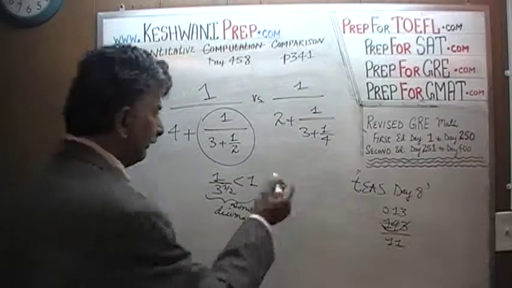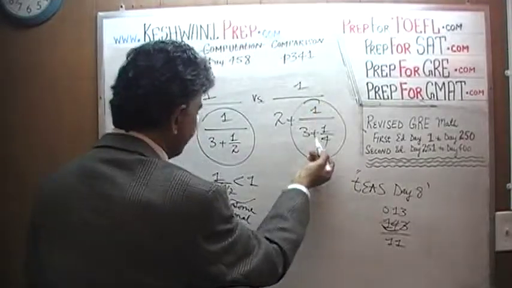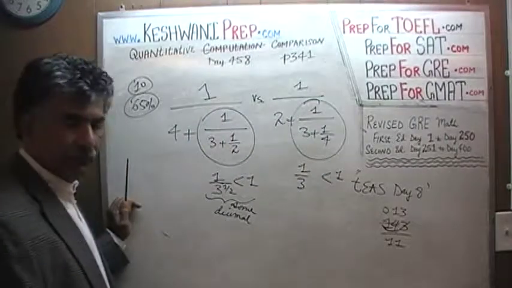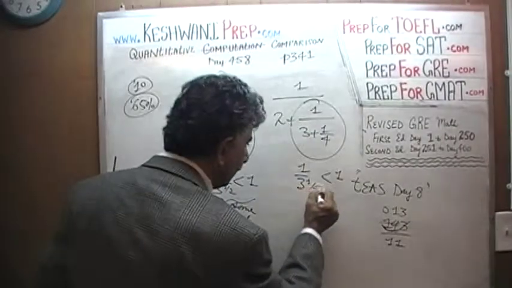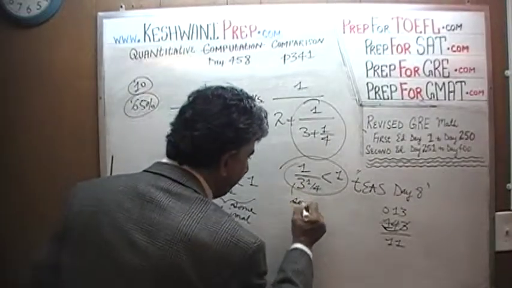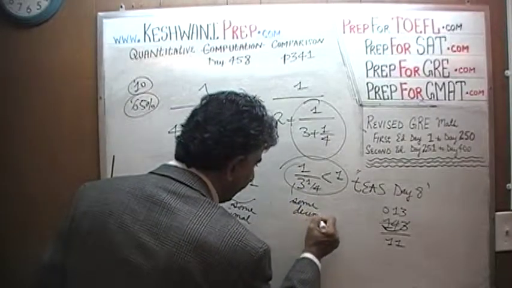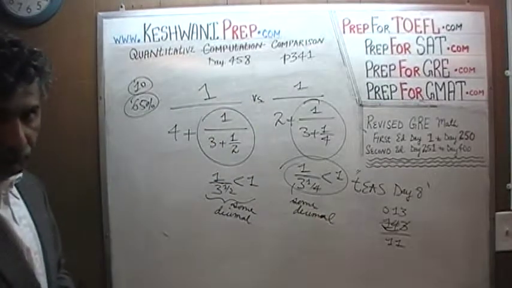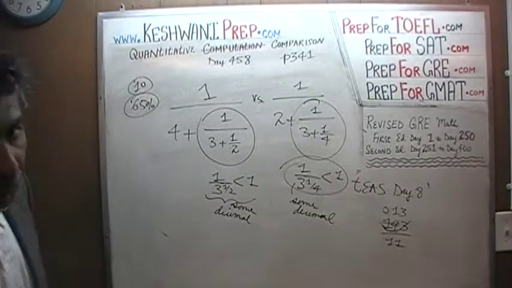Similarly here, the same exact logic applies. 1 divided by 3 is less than 1, and therefore 1 divided by 3 and a quarter is still going to be less than 1. It is some decimal. Are you with me so far? Here we go.